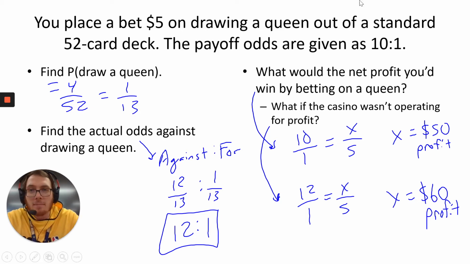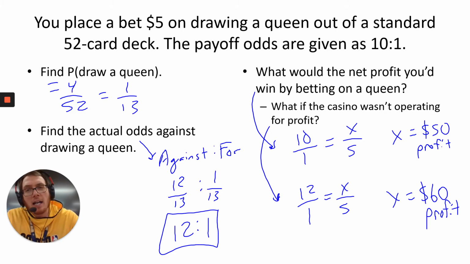Okay, simple game. You're going to bet $5 to draw a queen out of a deck. The payoff odds given to you are 10 to 1. So we're going to first figure out what the odds should have been and then compare them. Find the probability you draw a queen out of the deck. There are 52 cards in the deck, 4 of them are queens. So that's 4 out of 52, which simplifies down to 1/13. That makes sense, because each suit has 1 queen. So it's a 1 out of 13 shot that you're going to pick a queen.